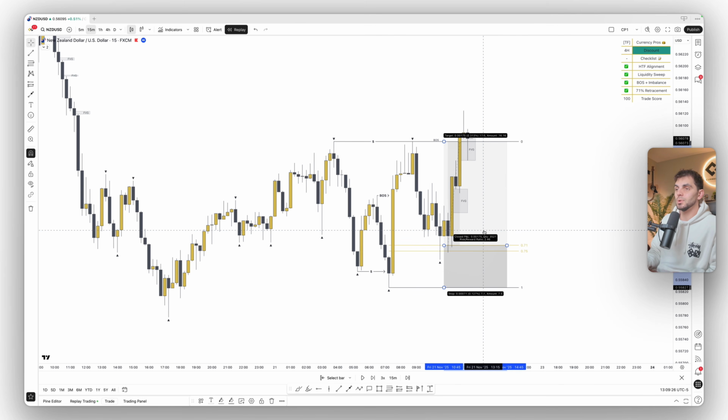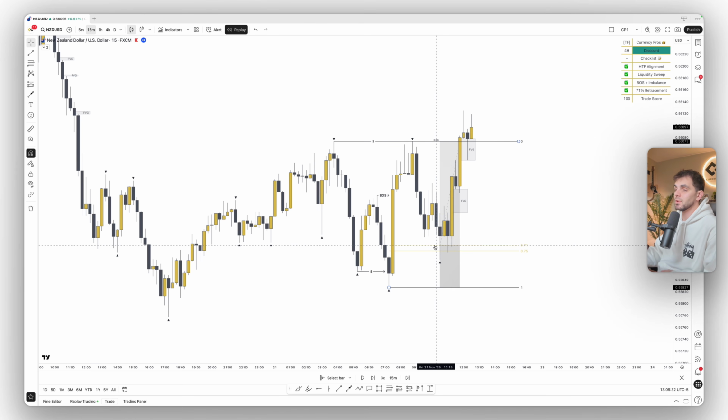Well, there you have it. This one was a lot faster, still a very minimal drawdown. Price entered at the 71%, still crossed the 75%, but the drawdown was very minimal. Basically, it filled the entire fair value gap that was previously here and then rejected this area and pushed significantly to the upside.